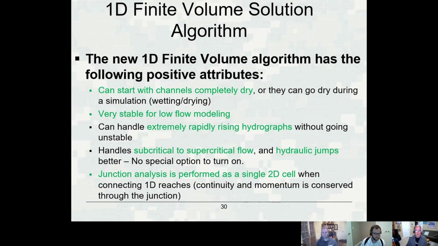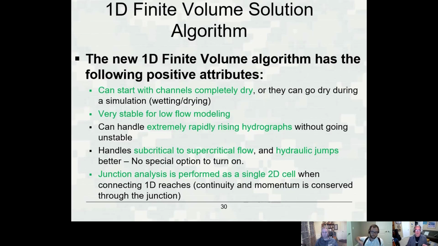Complete wetting and drying. It's very stable, can handle extremely rapidly rising hydrographs, and automatically does subcritical and supercritical flow. You don't have to turn on a switch like you do for the finite difference one. It just does it, okay? It handles hydraulic jumps. No mixed flow option required. Nope, it automatically handles supercritical flow and hydraulic jumps right out of the box. Wow. Okay, and I've done a bunch of experimenting with the hydraulic jumps with this. It works great, okay? The supercritical and subcritical flow.